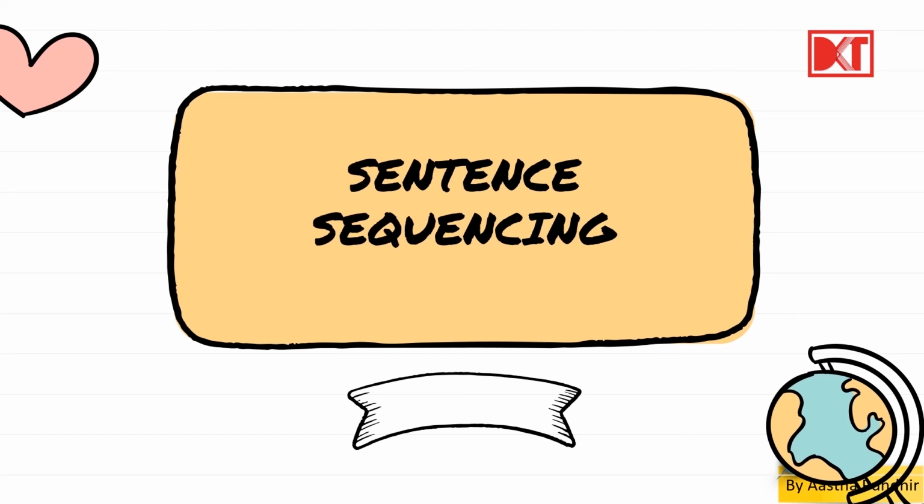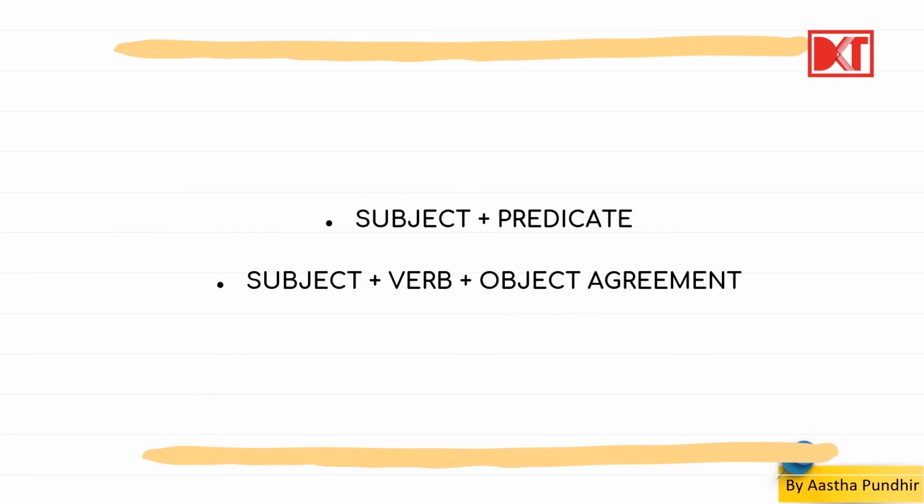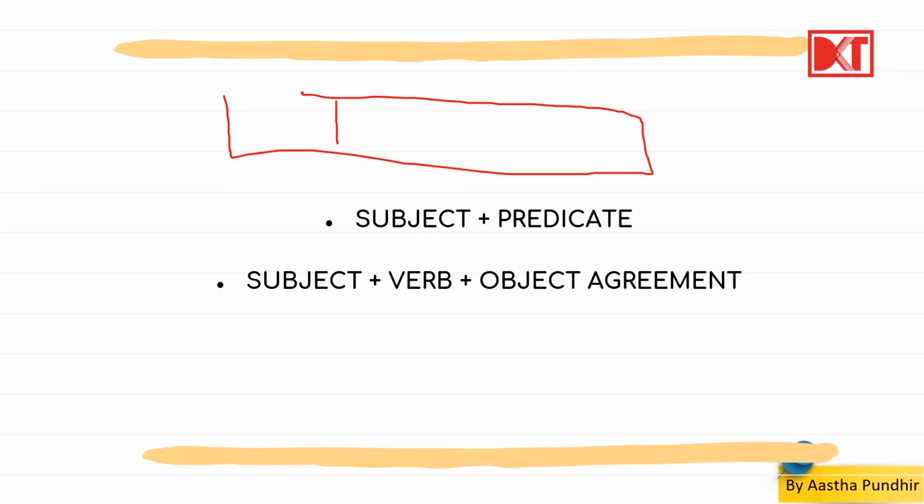Okay, now we have our second topic, which was sentence sequencing. Now what you have to do in sentence sequencing is, you will be given different parts of a sentence, like subject in one, verb in one, object in one, and they will all be jumbled up. Okay, they will not be making any meaning to you.